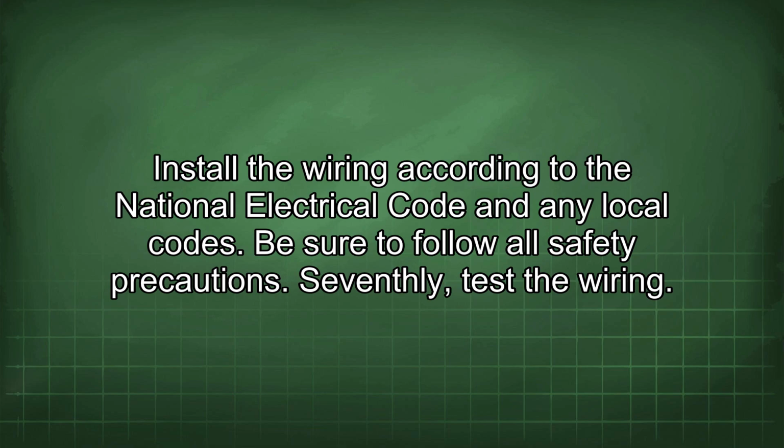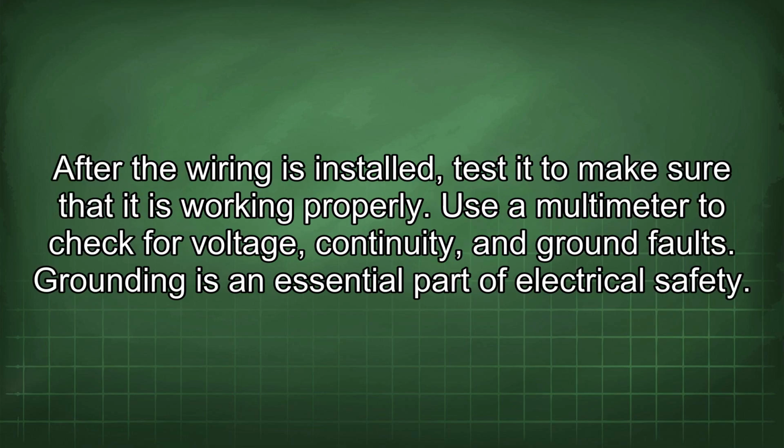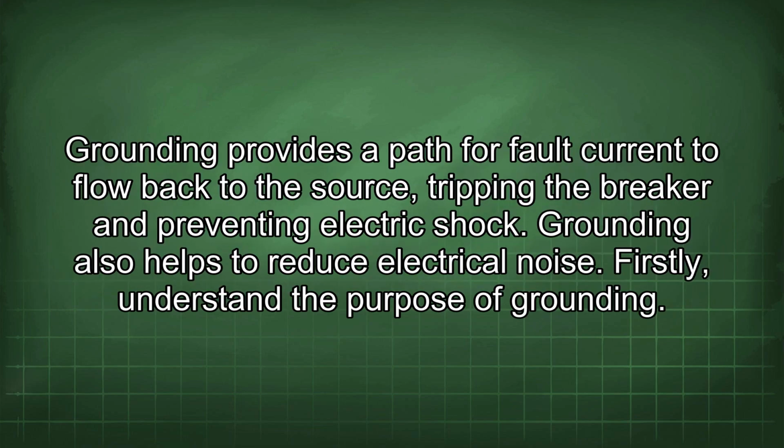Seventhly, test the wiring. After the wiring is installed, test it to make sure that it is working properly. Use a multimeter to check for voltage, continuity, and ground faults. Grounding is an essential part of electrical safety. Grounding provides a path for fault current to flow back to the source, tripping the breaker and preventing electric shock. Grounding also helps to reduce electrical noise.